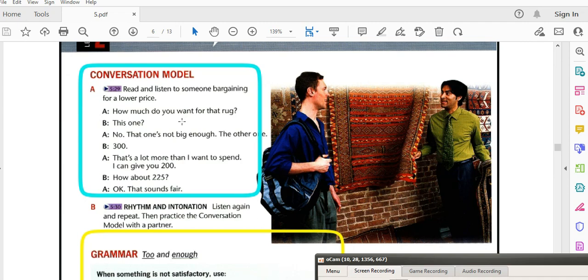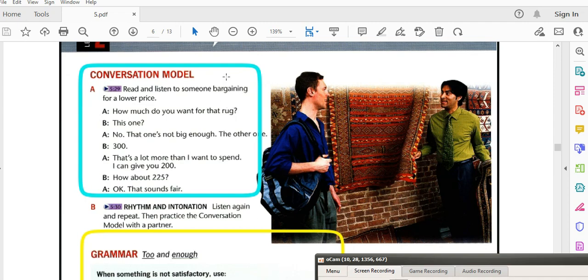How much do you want for that rug? This one? No, that one's not big enough. The other one. 300. That's a lot more than I want to spend. I can give you 200. How about 225? Okay, that sounds fair.